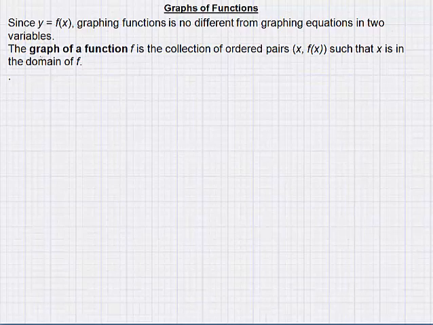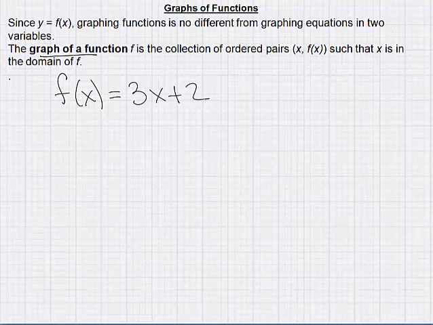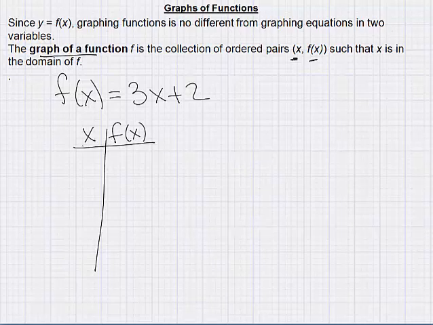The graph of a function is the collection of ordered pairs x, f of x, such that x is in the domain of f. So if I go to graph any function, so let's say f of x equals 3x plus 2, the general idea here is I have to find all the ordered pairs that satisfy this function, such that the first component is my x and the second component is f of x. So one way you learn to graph anything is to do an xy or x, f of x chart. So we're going to do this x, f of x chart, plug in some random x values, I don't know, 1, 0, -1, and find f of that.